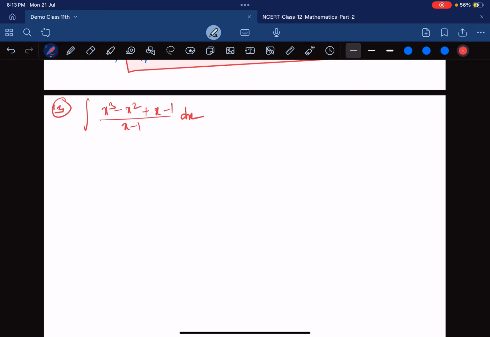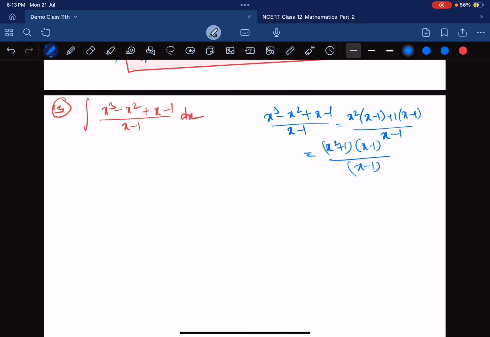Simplify the numerator by using factorization. x cube minus x square plus x minus 1 upon x minus 1. If you take x square common from the numerator, x minus 1 plus 1 common, x minus 1, by x minus 1. That equals x square plus 1 into x minus 1 by x minus 1. So that gets cancelled. Therefore the simplest form is integration of x square plus 1 dx.